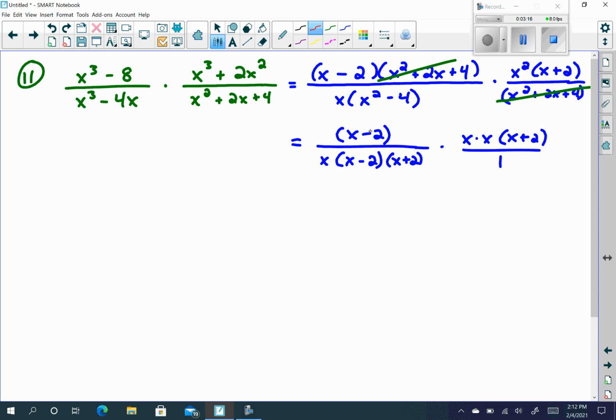So now more stuff crosses out. X minus 2s cross out. X plus 2s cross out. This x can cross out with 1x here. So everything crosses out except for one more x.